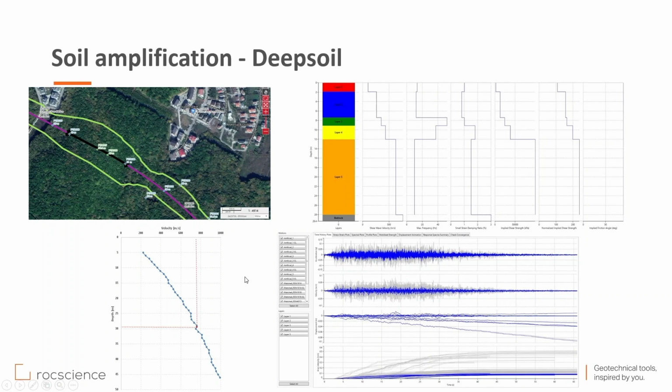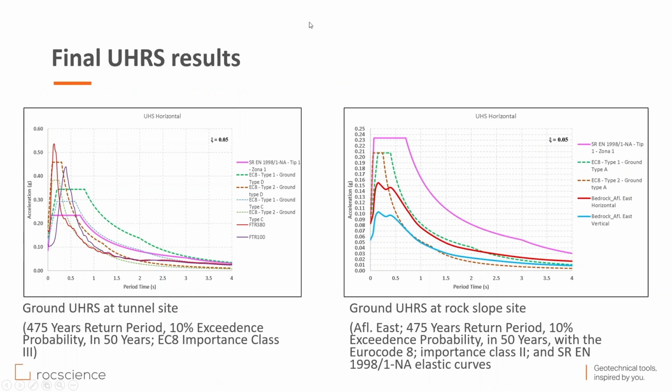So the bedrock threshold is at the 760 meters per second shear wave velocity, based on the Eurocode, and of course after all evaluations we have this surface response spectra for this area, for the tunnel area.